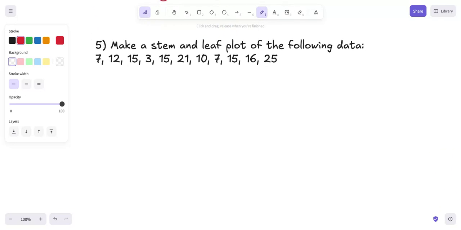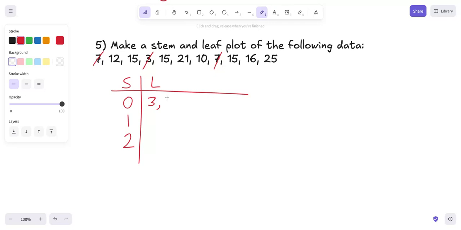Number 5, make a stem and leaf plot of the following data. Okay, I'm looking, my smallest number is in the ones, which means I have a stem of 0. And then do I have any stem of 1s? Yes. Do I have stem of 2s? Yes. Do I have stem of 3s? No, I think that's it. Okay. So let's start least to greatest, right? Number order. For my zeros, I'm looking for single digit numbers. I see 3, 7, 7. So put them in number order, 3, 7, 7.